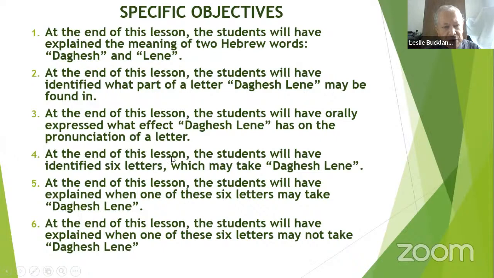4, at the end of this lesson, the students will have identified 6 letters which may take Dagesh Lene. 5, at the end of this lesson, the students will have explained when one of these 6 letters may take Dagesh Lene. 6, at the end of this lesson, the students will have explained when one of these 6 letters may not take Dagesh Lene.